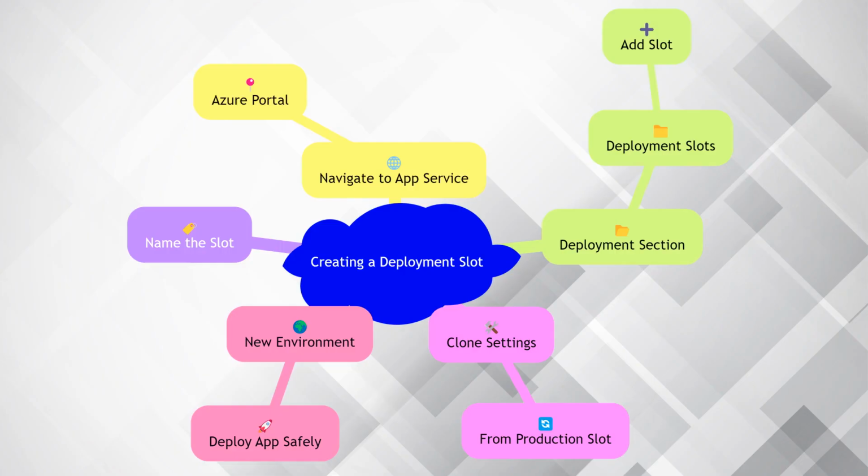To create a deployment slot, navigate to your app service in the Azure portal. Under the Deployment section, select Deployment Slots and click on Add Slot. You can name the slot and clone the settings from the existing production slot. This creates a new environment where you can deploy your app without affecting the live site.